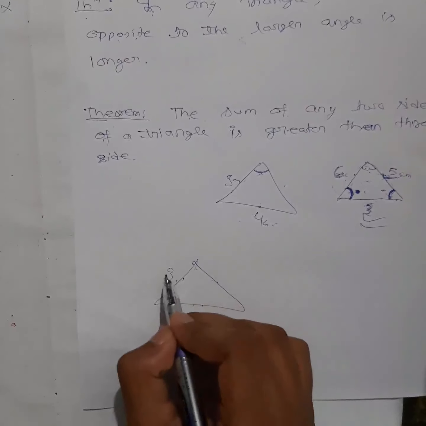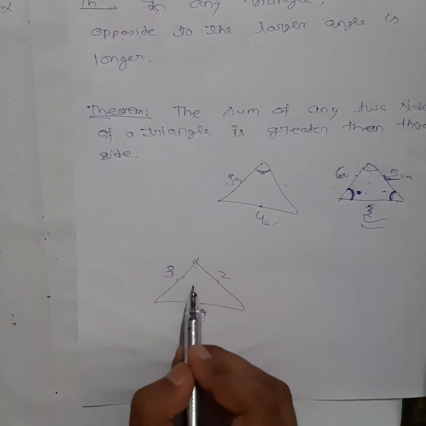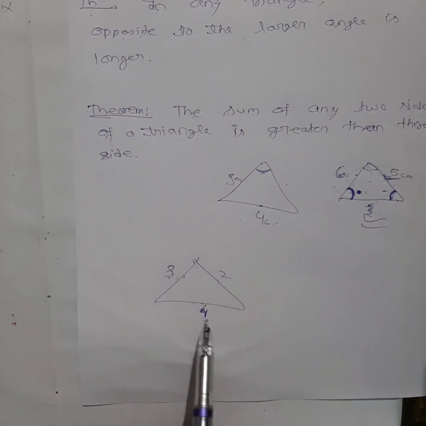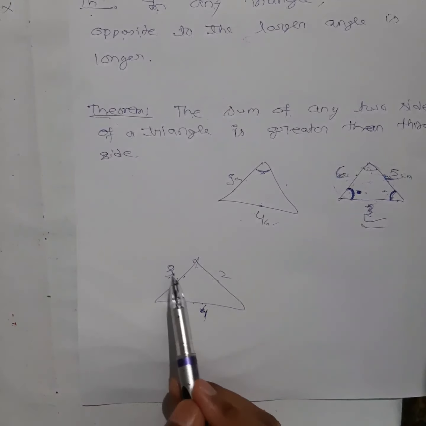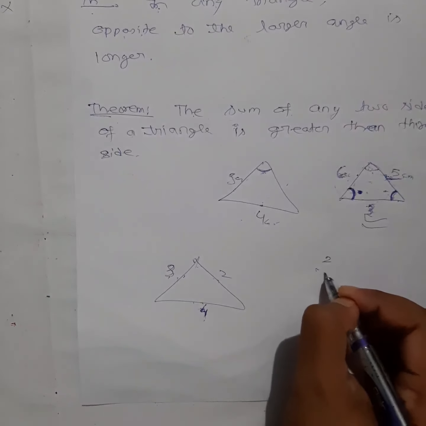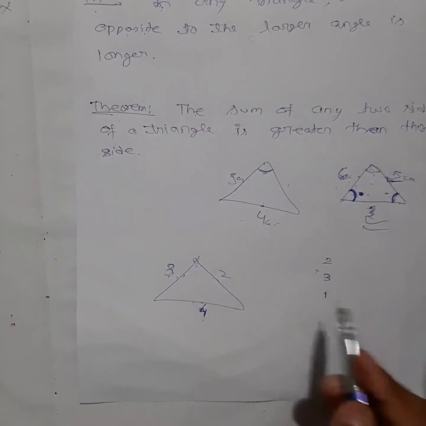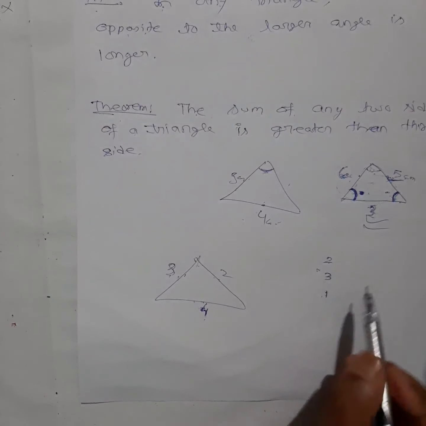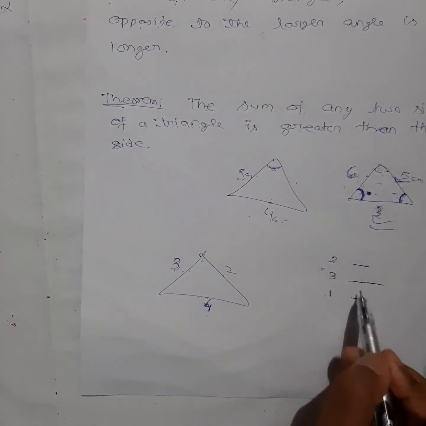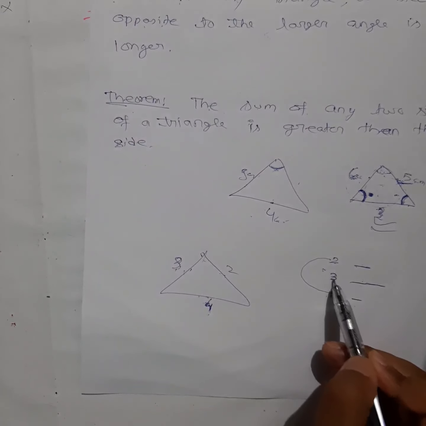For example, suppose this is 3, this is 2, this is 4. I told you this in class 8 also, and I also asked you last time to do an experiment with this. Suppose I give you lengths 2, 3, and 1. If I ask you to make a triangle out of these 3 lengths, you can never form a triangle. Why? Because the sum of these 2 is not greater than this one.